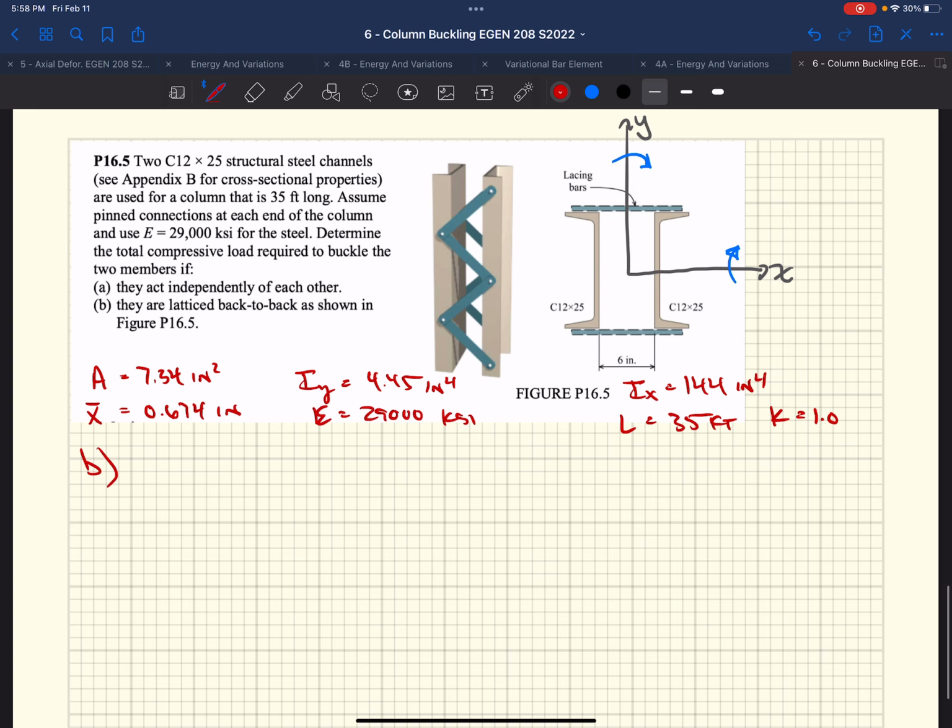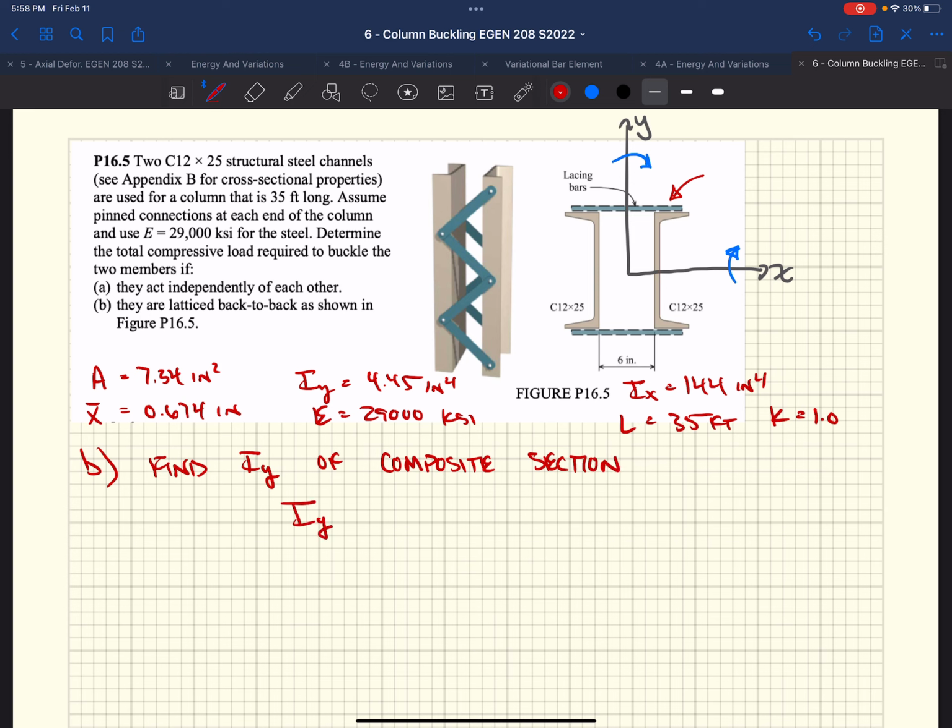All right, part B says, if they're latticed back to back, now find the critical load. Well, we're not changing anything with respect to the x direction, right? We're going to ignore the lattice bars adding any stiffness with respect to the rotation about the x-axis. But what they do is make the channels act integral with one another. So we need to find our new I sub y of our composite section. Moment of inertia of our composite section.